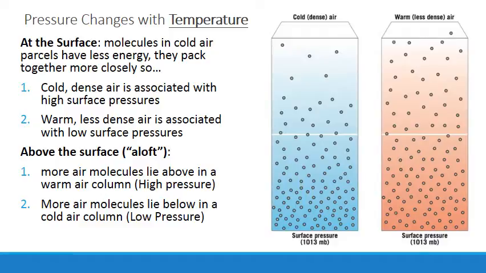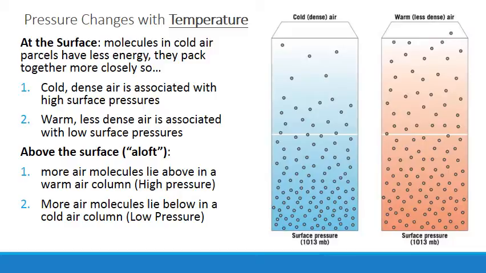So if we could move up the imaginary column of cold air, we would quickly pass through the dense molecules near the surface. But in a warmer, less dense column, the pressure drops more slowly because we would pass through fewer air molecules in the same vertical distance. Because of that difference, you can conclude that at any given altitude above the surface, there are more air molecules in a warm column than there are in a cold column.